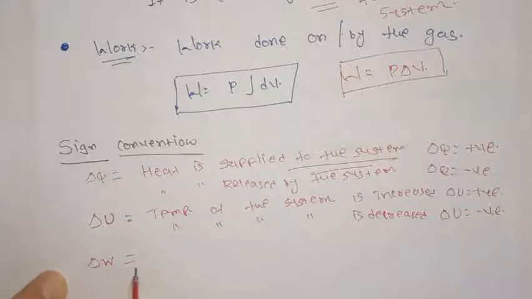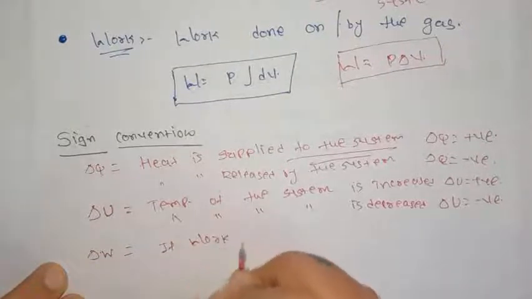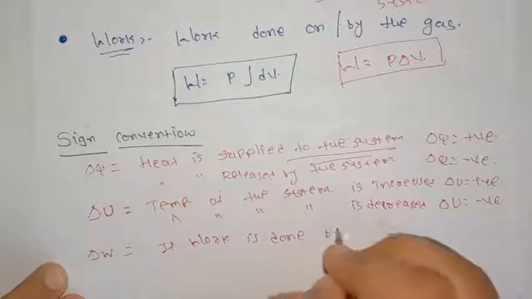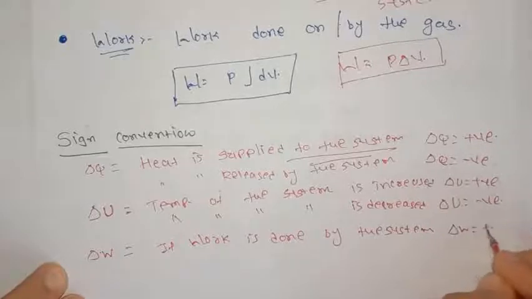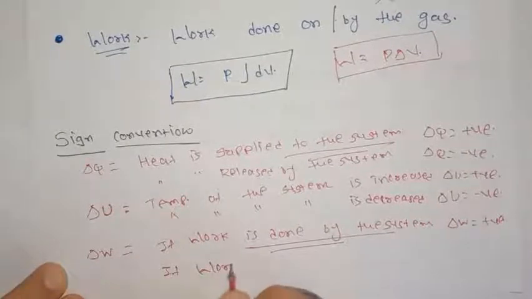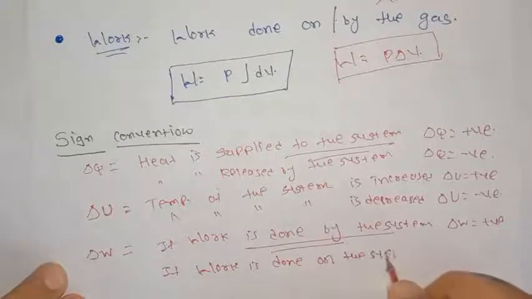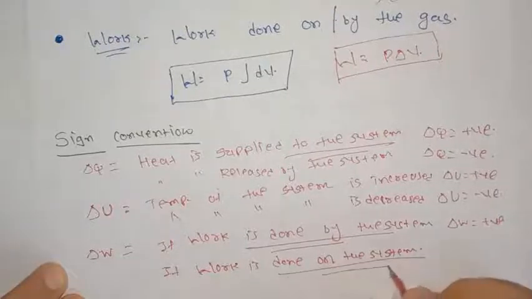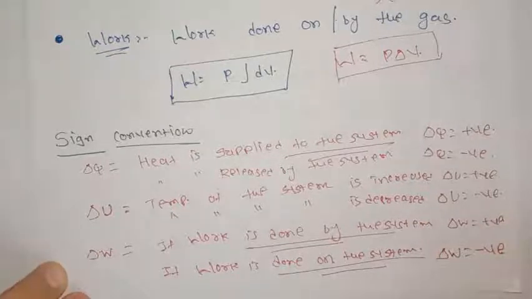So in this case, we will take the work done positive if work is done by the system. And if work is done on the system, that is, we have to push the vehicle to move it, it is the example of work done on the system. Then it is taken negative. These are the sign conventions which we will follow throughout the chapter.